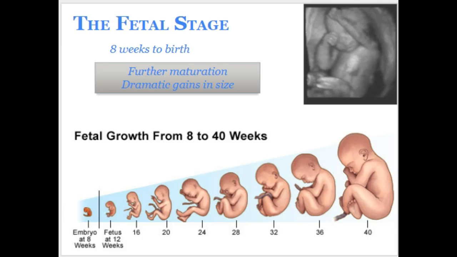The final stage of prenatal development is called the fetal stage, and this is around 8 or 9 weeks to birth. And during this stage, we see further maturation of the major organ systems and the extremities and the limbs and the facial features. We see very dramatic gains in size in the fetal stage of development as well. A fetus has reached what we call the age of viability, meaning that it has the possibility of surviving outside of the womb, anywhere between 22 and 26 weeks.